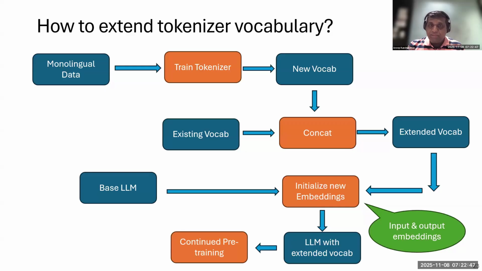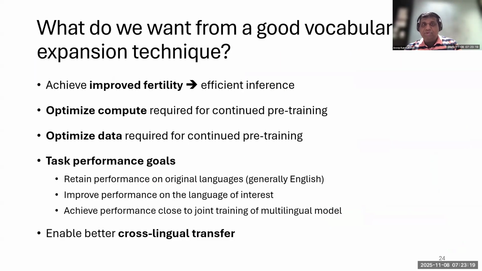Now, for the new vocabulary items, we need to initialize the embeddings, and we have embeddings both on the input and output side. And these might be separate if the embeddings are not tied. So once we have an LLM with extended vocab and initialized embeddings, these embeddings are not really in sync with the rest of the network. So some amount of pre-training has to be done so that the new embeddings and the rest of the model parameters are synchronized. So that's the overall workflow.